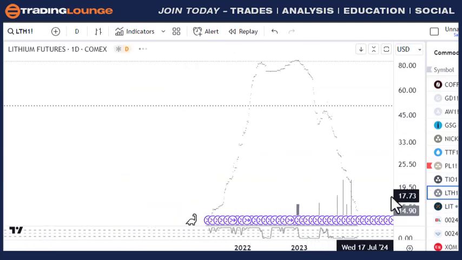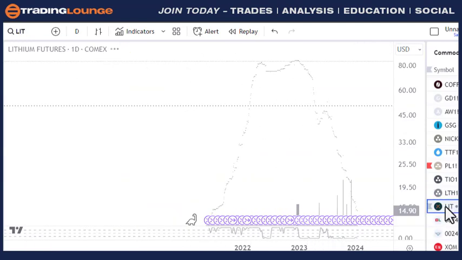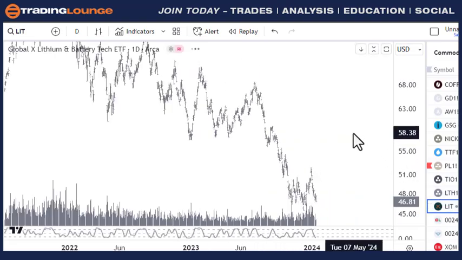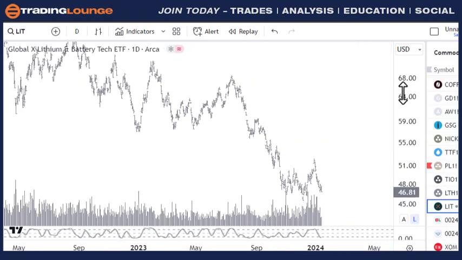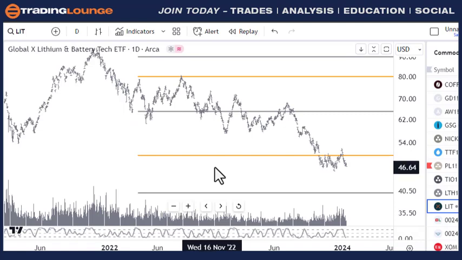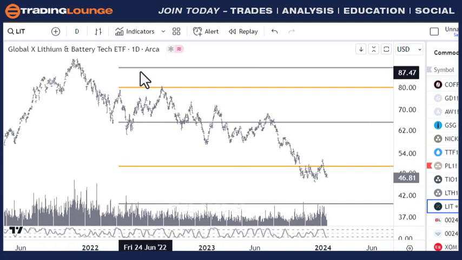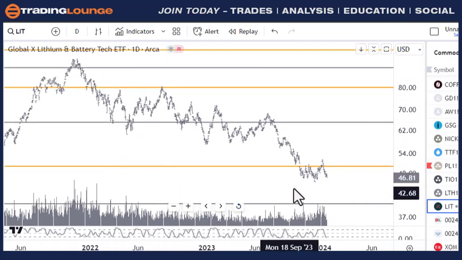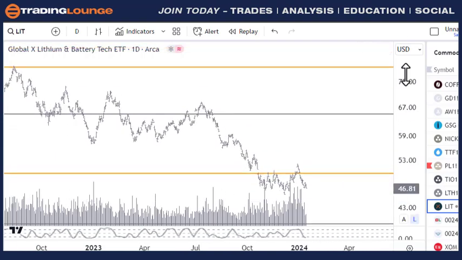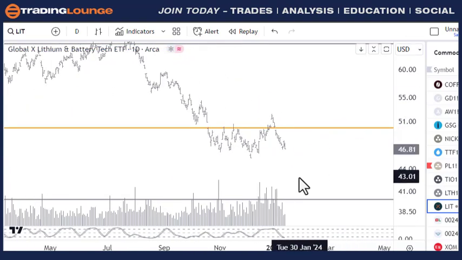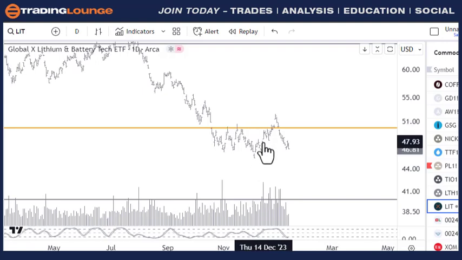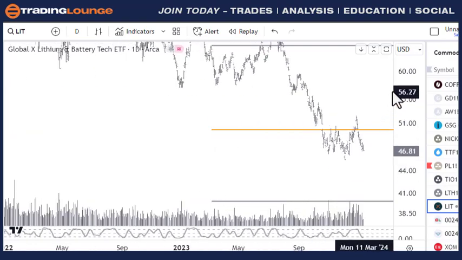Let me just double check here. That's the futures market, so there's not much chop to look at there. So this one here is the ETF. It's got battery tech in here and so on. But at Christmas time, I think it was, I noticed that we had a little 5-wave structure up here. It looks like it's coming down pretty hard here, but I'll just see.